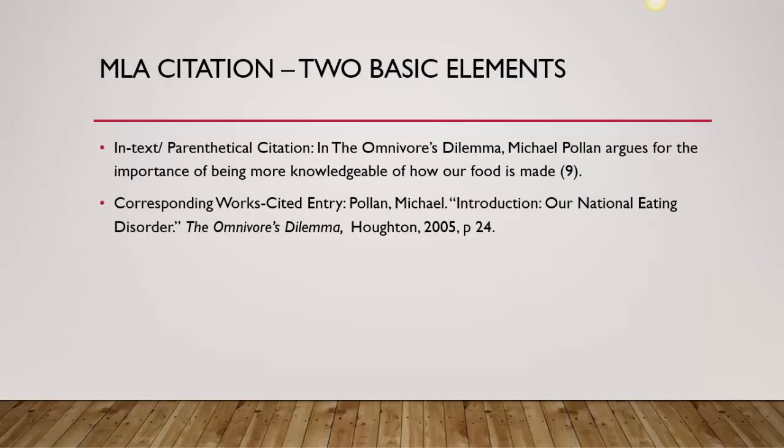Now, there are two basic elements to every MLA citation. First is the in-text or parenthetical citation. This appears right after you have quoted, summarized information from, or given a synopsis of a source. Second is the corresponding works-cited entry for your citation. Here you provide your reader with the basic bibliographical information.